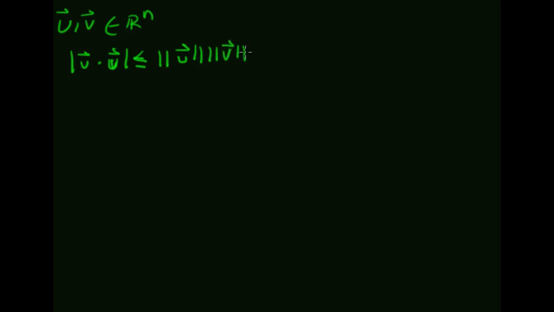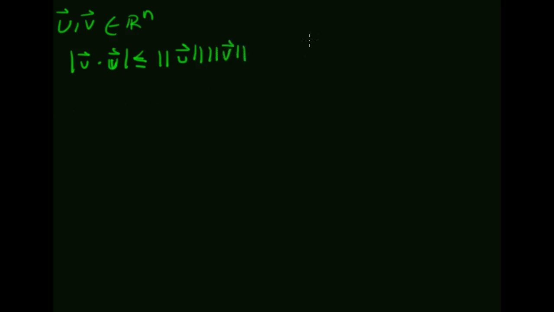Okay, so this is a set of notes on Cauchy-Schwarz, the triangle inequality, and the Pythagorean theorem. Cauchy-Schwarz basically says that if I have two vectors, u and v, in Rn, then the absolute value of the dot product of u and v is less than or equal to the magnitude of u times the magnitude of v.